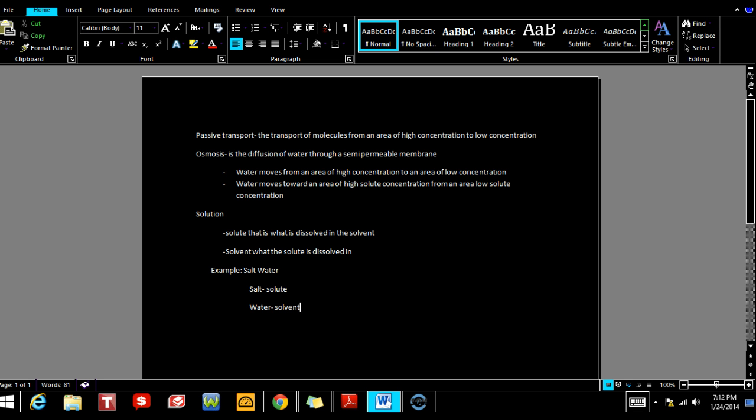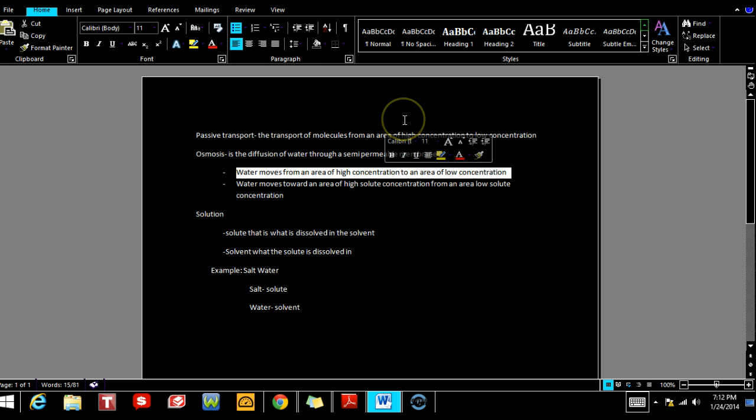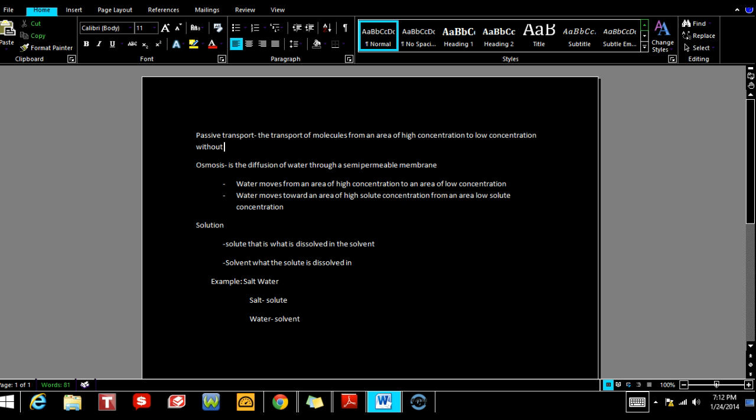Now that we've talked about this a little bit, we're going to go with this first definition right here, because I think it's easier when you're first learning this stuff to think of osmosis as water moving from an area of high concentration to an area of low concentration through a semi-permeable membrane. We want to think of this as passive transport, and the definition of passive transport is when we move molecules from an area of high concentration to low concentration without the use of energy.